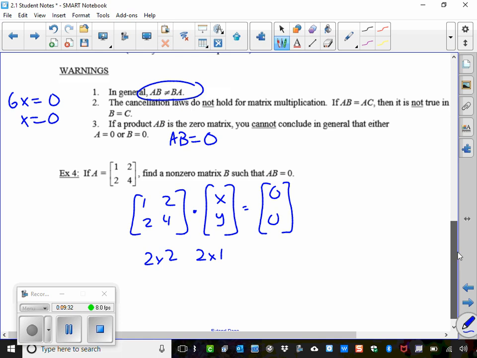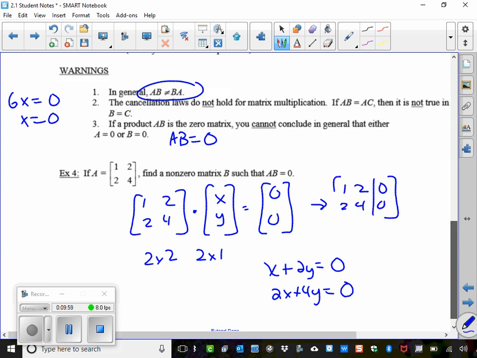If I make a problem out of this, my 1, 2 times my x, y will be x plus 2y, which has to equal 0. And my 2, 4 times my x, y has to be 2x plus 4y equals 0. Or we could go ahead and just set it up like this: 1, 2, 2, 4, augmented with 0, 0, and just go to our calculator.